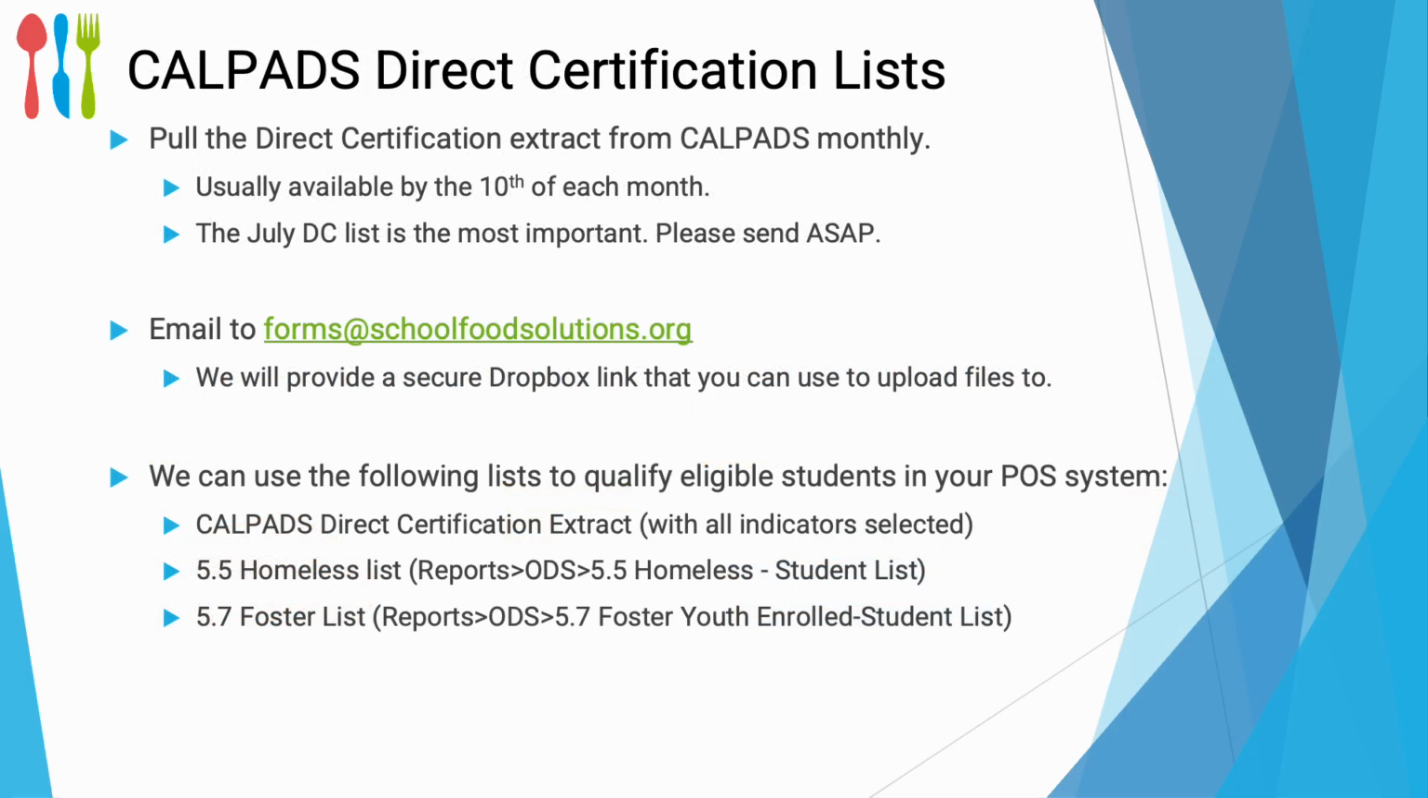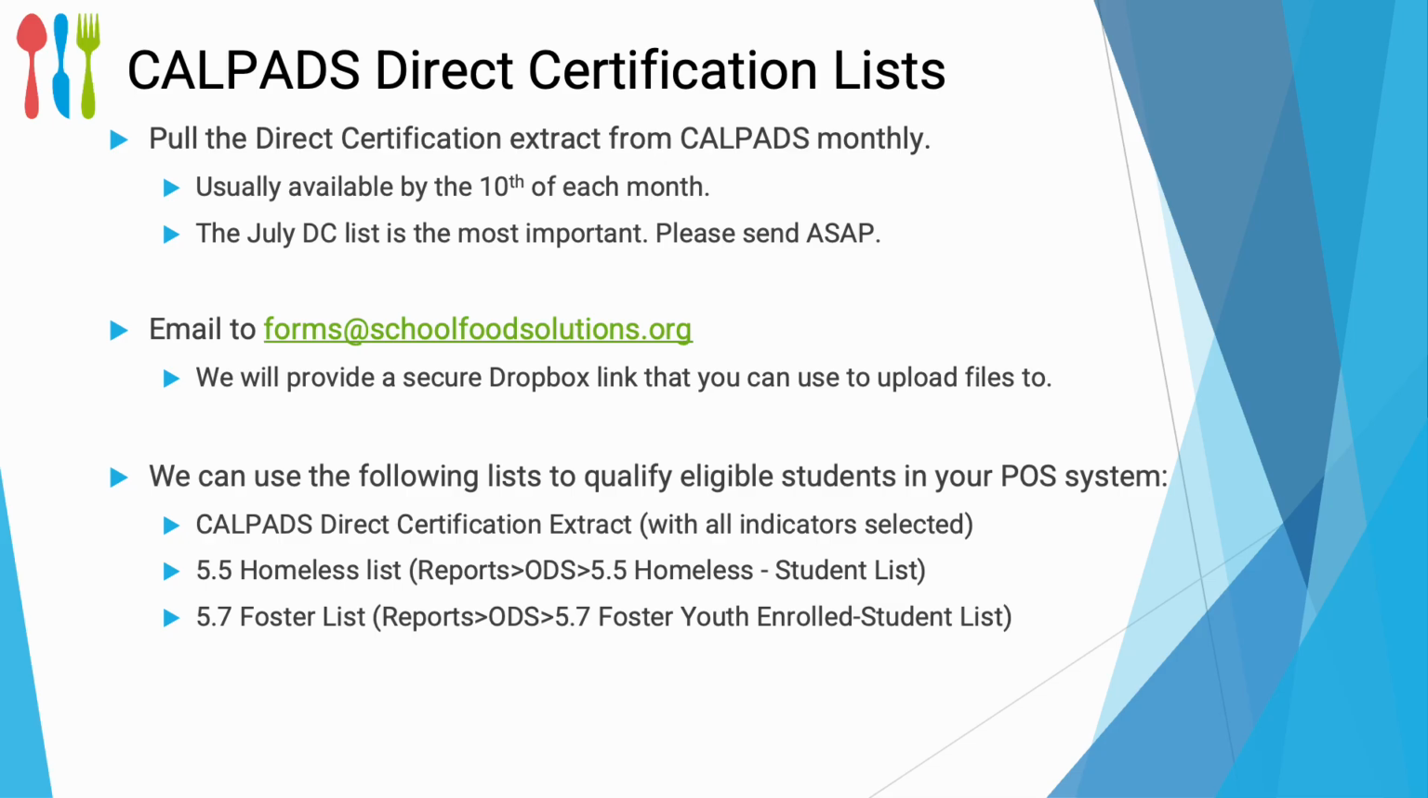And then CalPads. Direct certification lists. Again, your CalPads administrator should be doing this on a monthly basis. The new matches for each month are usually available by like the 10th. July is the first month of the 2025-2026 school year, so that DC list is the most important. The bulk of your students who will be directly certified are going to be on that first July list. So the sooner we get that one, the better.